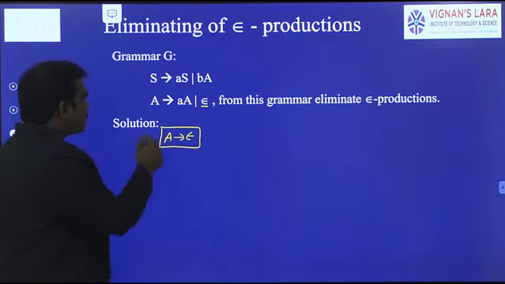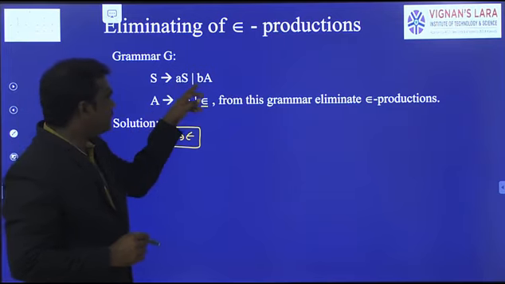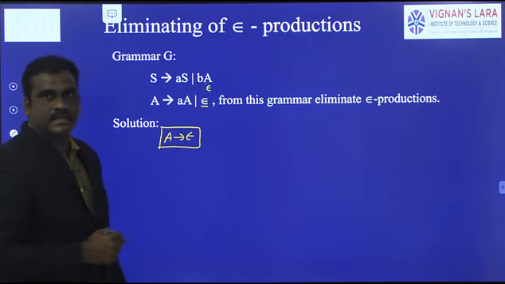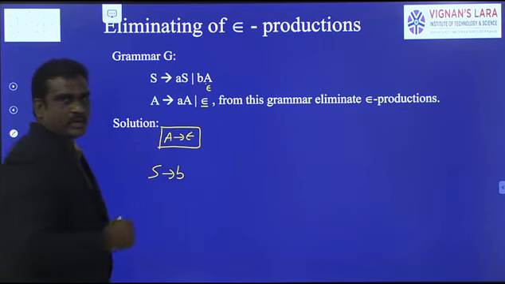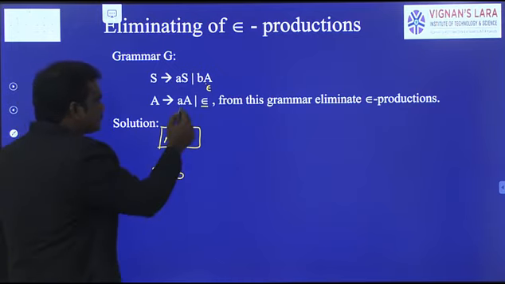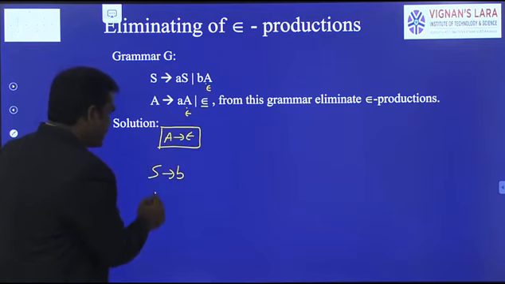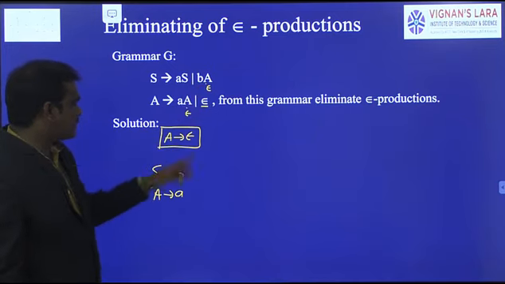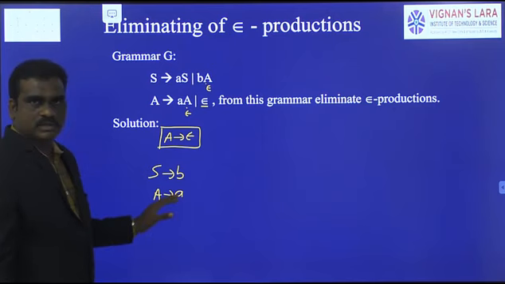For example, now S to AS, there is no... wait, S to AS has the symbol capital A. Next one, S to BA. Now here A is replaced with epsilon, then we will get S to B as a new production. Next one, A to AA. Again A is replaced with epsilon, A into epsilon is A, so we get one more new production, that is A to A. We have only 2 A's, so we will get 2 new productions. Okay, so this is step 2.